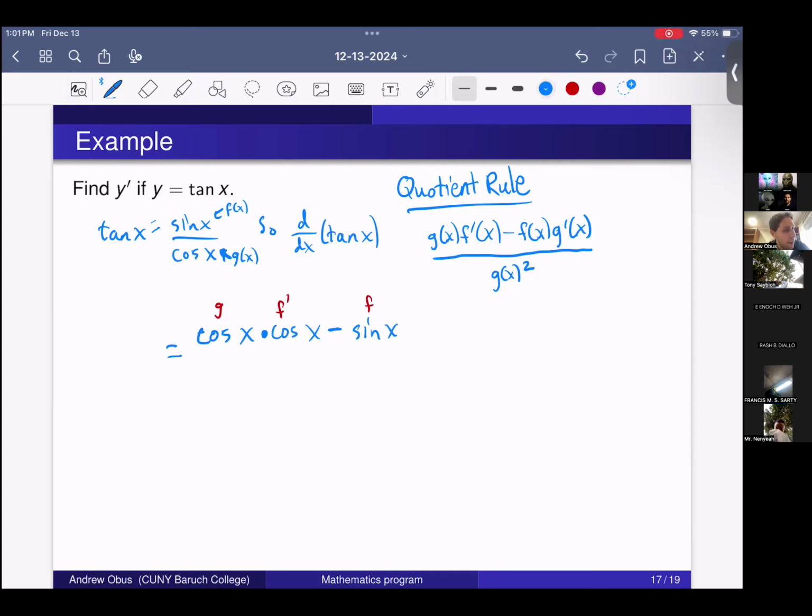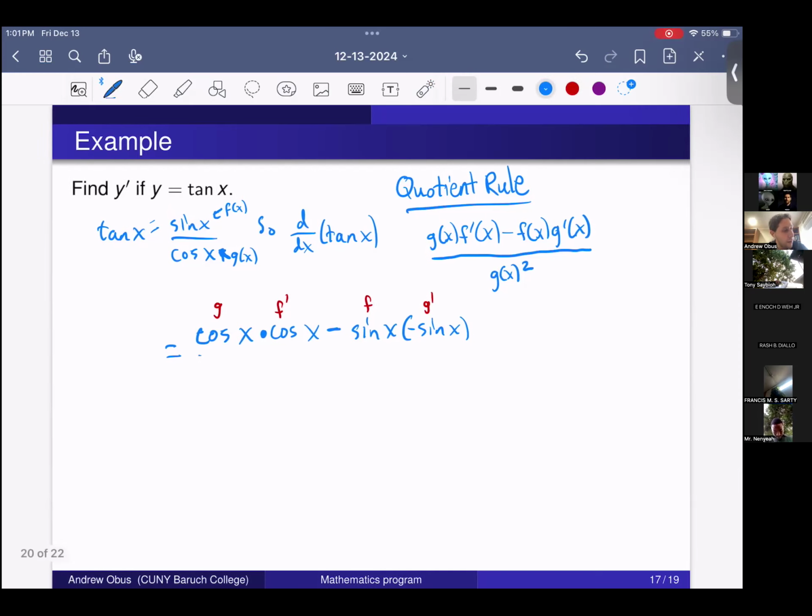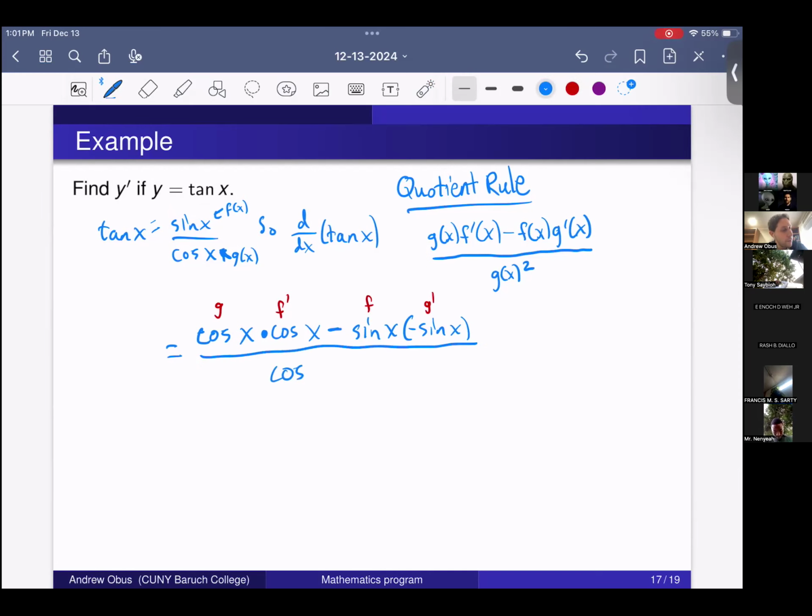Negative sine x times cosine x, and then g prime, all divided by cosine squared of x. Exactly. Great. So now we know that, before we move on, I just want to remind everybody, how do we get this? The derivative of g, that's the derivative of cosine x. We have that from our previous page. That's negative sine x.